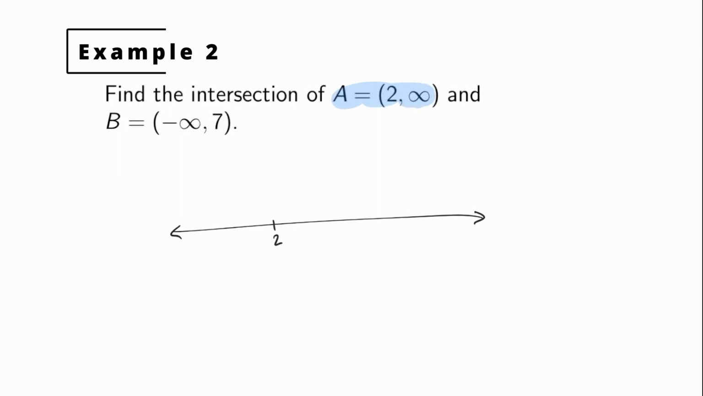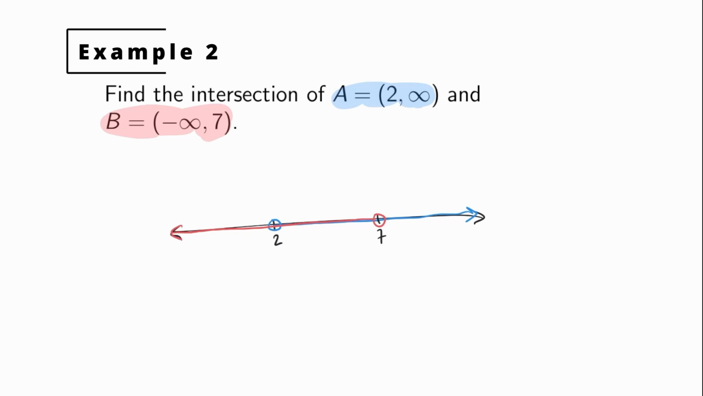So 2 to infinity, we do not include the endpoint 2, but it's everything larger than 2. Now our set B is -infinity to 7. I'll graph that one in red. So here's 7 over here. So -infinity to 7 would be everything to the left of 7, not including 7.